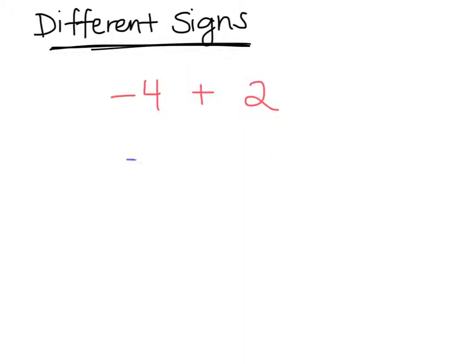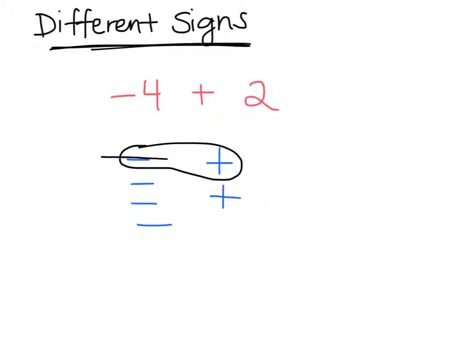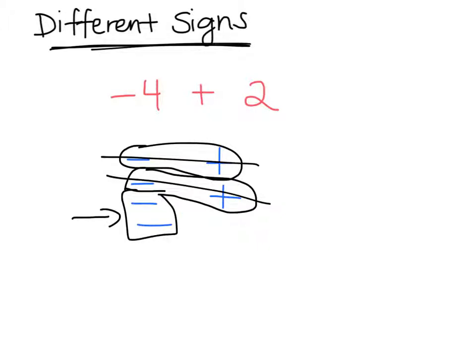So let's think. I got 4 negatives, 1, 2, 3, 4, and 2 positives, 1, 2. I know from last year that if I put 1 negative and 1 positive together, they make 0. They cancel each other out. Again, 1 negative here and 1 positive makes a 0 pair. So what do you have left? It looks like I have 2 negatives left, so my answer is -2.